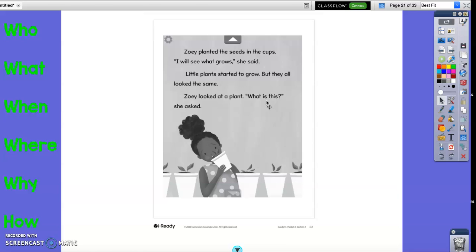So Zoe planted them, right? She still planted them, but what's going on? She doesn't know what the plants are, right? Why does she not know what the plants are? Because what? They all look the same. Great.